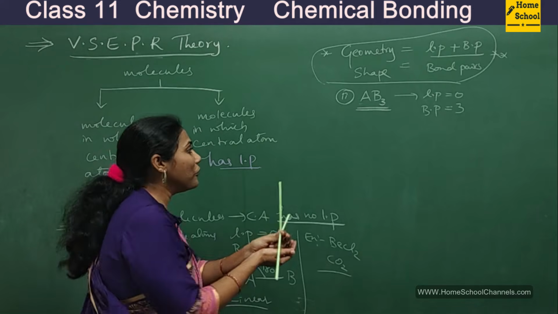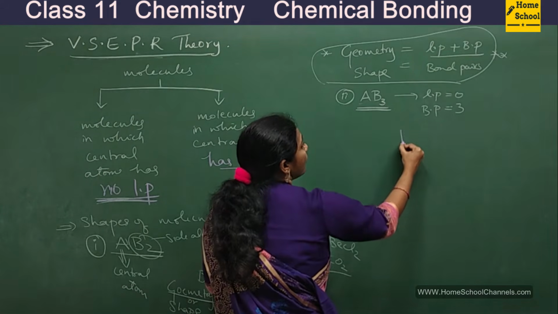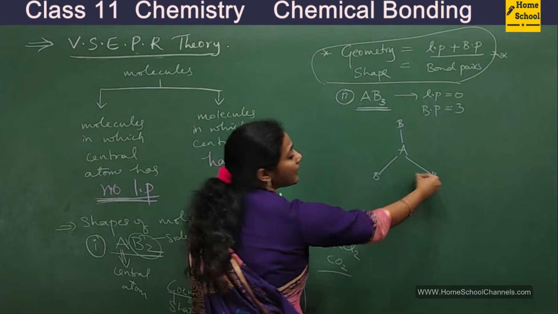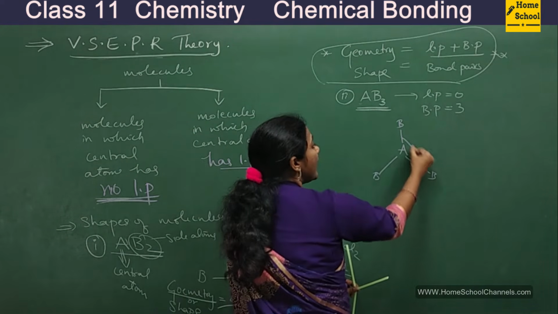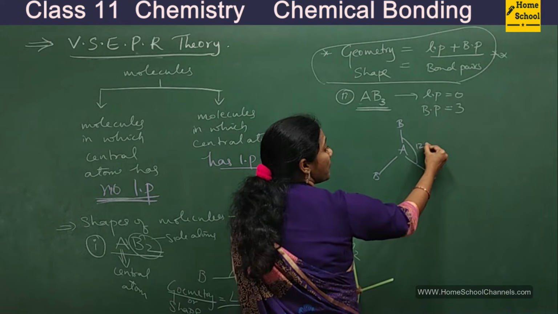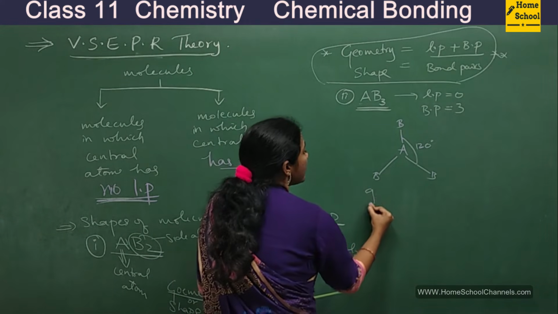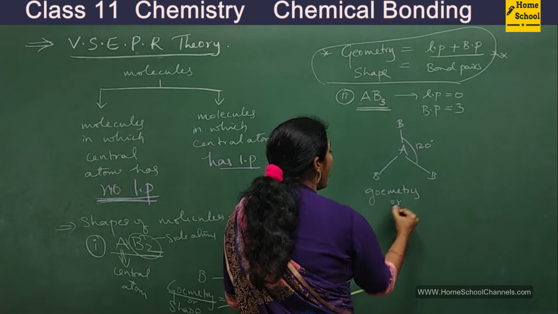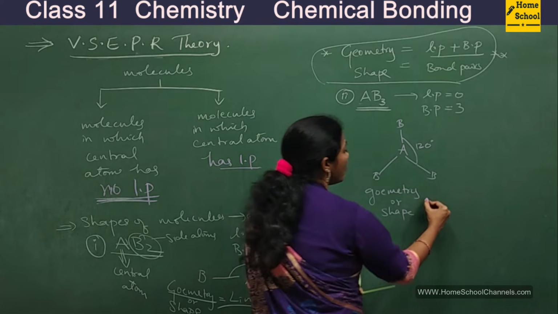So how do you show it on paper or a board? A at the center, one B here, the other B here, and the third B here. This is trigonal planar. And what is the bond angle? The bond angle has to be 120 degrees. And what is the name of the geometry here? Here geometry and shape are one and the same because lone pairs are 0.